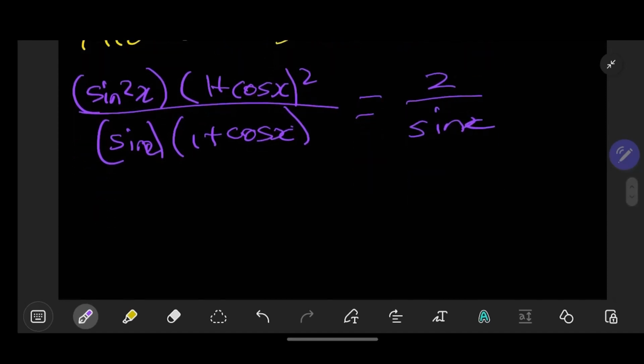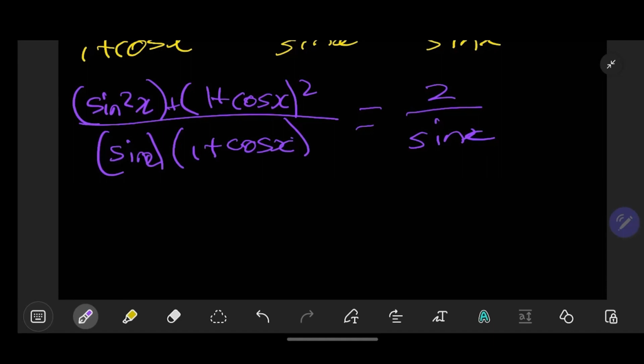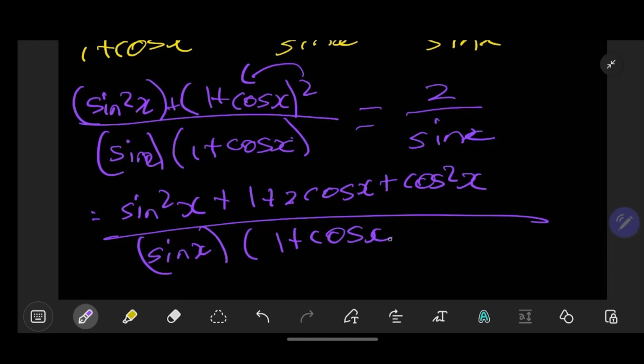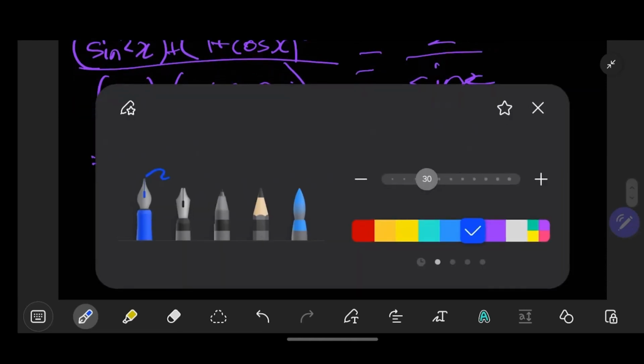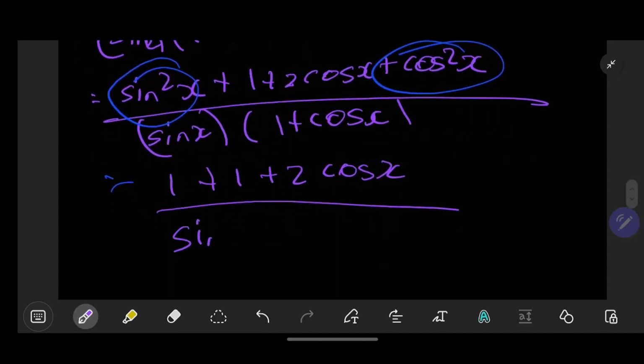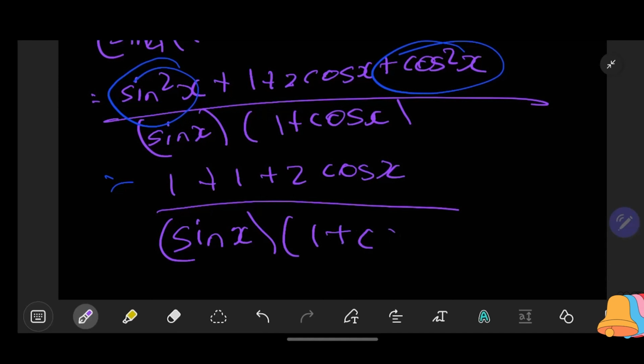Before we proceed, we need to go once again back to basics, and we need to FOIL that out. So if you do that, we'll have this as sine squared x plus 1 plus 2 cos of x plus cos squared x all over sine of x 1 plus cos of x. Now if you look at this, we have sine squared x, we have cos squared x, and we know from our identity that is 1. So we'll have 1 plus 1 plus 2 cos of x all over sine of x 1 plus cos of x.